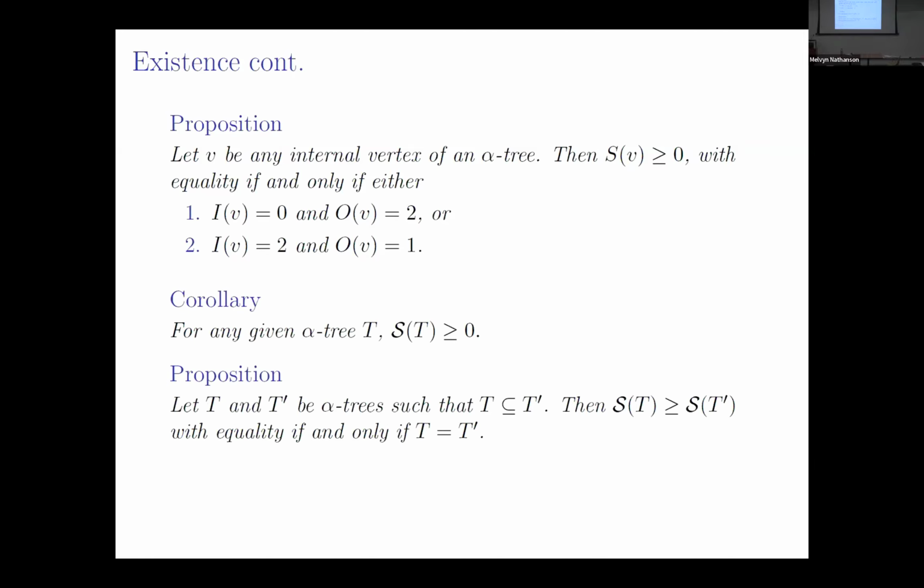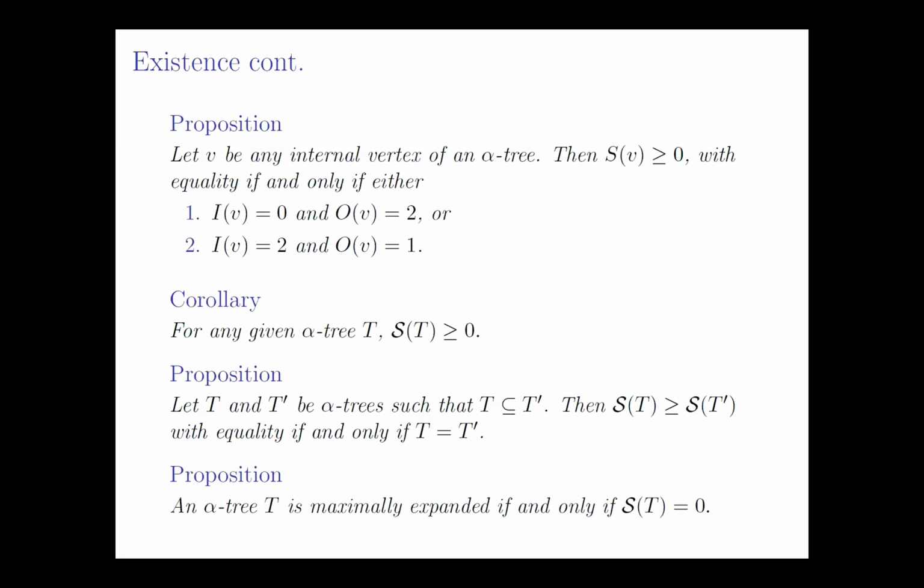And then if you have two trees that are related by these expansions, whenever you expand a vertex and you insert an edge, that statistic goes down by 1. So every time that you insert an edge and you create a new alpha tree, it goes down by 1, which means that an alpha tree is maximally expanded if and only if S of t is equal to 0. So you can take a look at your alpha tree, compute the statistic for the internal vertices, add all that up, and if that's non-zero, then you should be able to expand it in some way.